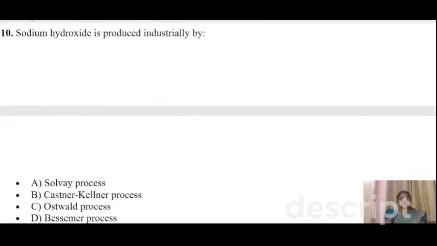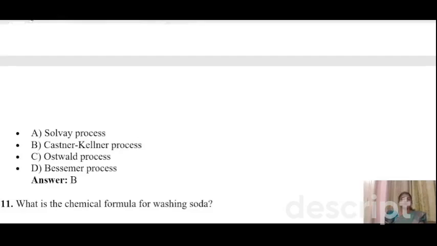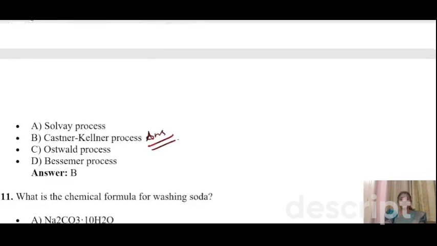The next question: sodium hydroxide is produced industrially by an electrolytic process. That process is called the Castner-Kellner process. Therefore, the answer is B. The Castner-Kellner process, which is the electrolytic process, is used for the preparation of sodium hydroxide. It is prepared from sodium chloride, the common salt.